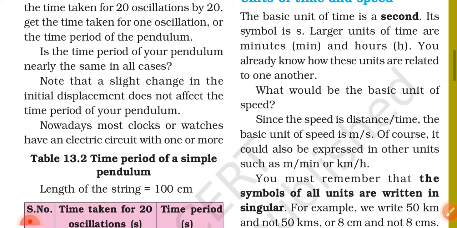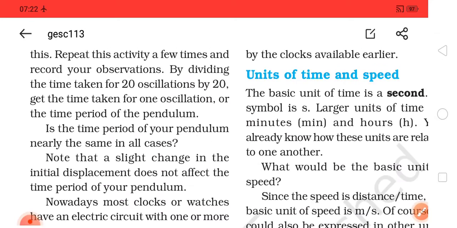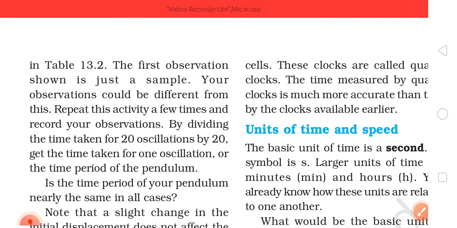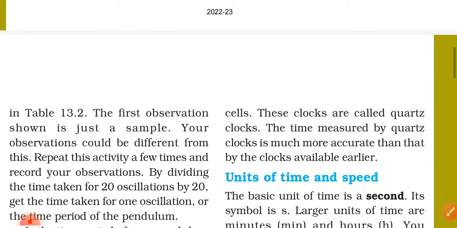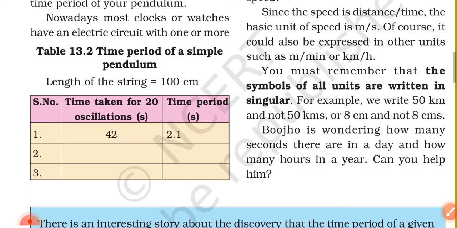Nowadays, most clocks or watches have an electric circuit with one or more cells. These clocks are called quartz clocks. The time measured by a quartz clock is much more accurate than that by the clocks available earlier. Here table 13.2 is given. Time period of a simple pendulum. Length of the string is 100 centimeters.